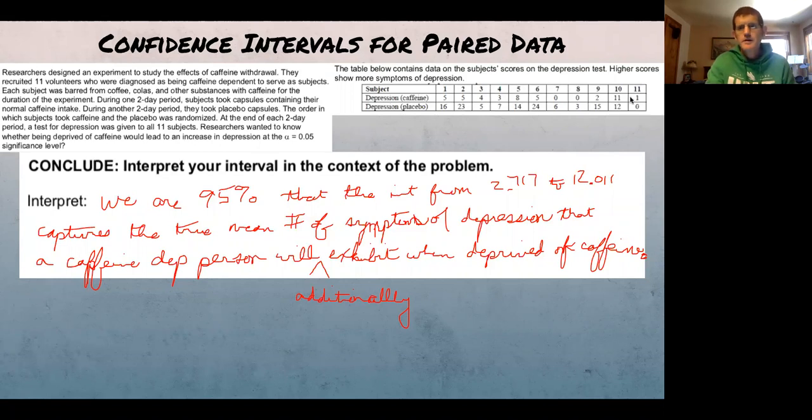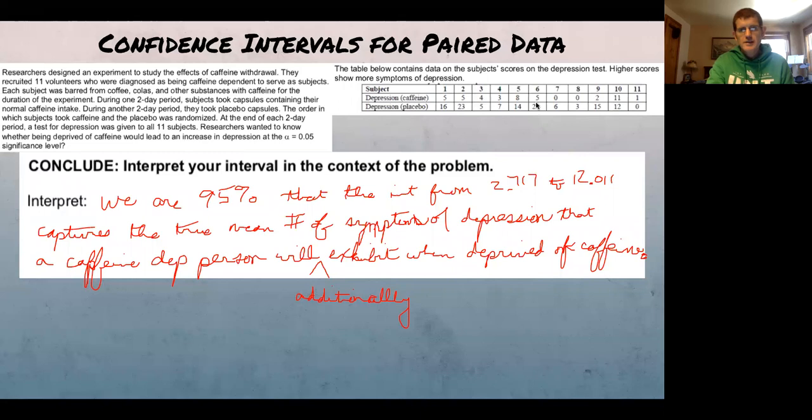Like if we come up here, test subject number 10 already started off with 11 symptoms of depression just while having caffeine. And so when they lost it, they went up one. So they still showed an increase. But then you come over here to number 7, they had no signs of depression and went up to 6. Down here, even more extreme, this person had 5 symptoms, but jumped up to 24, and that's the highest number. So this person is a real caffeine dependent person.